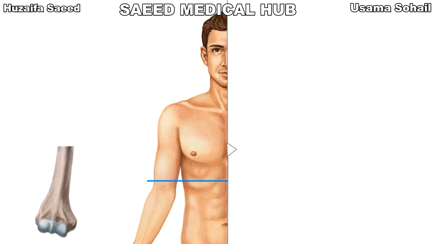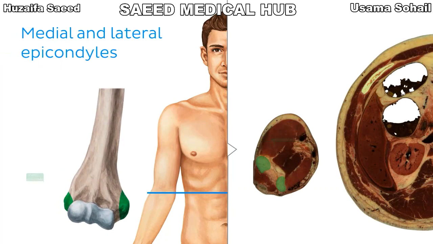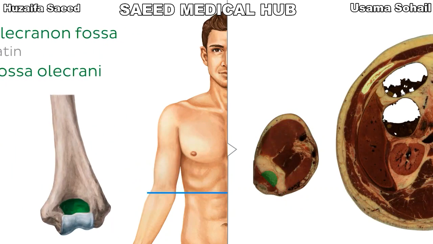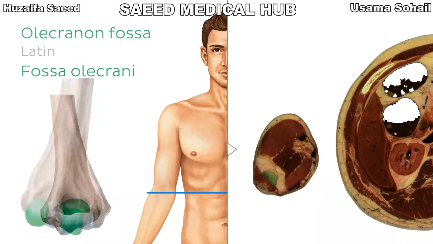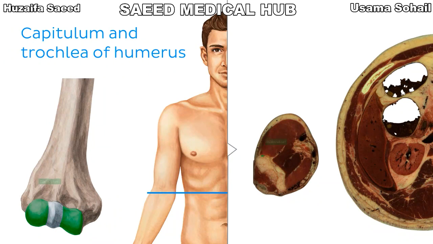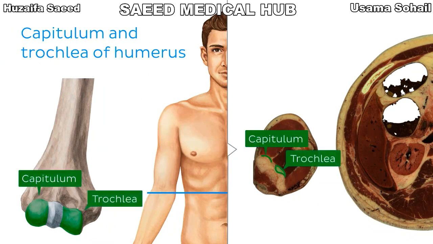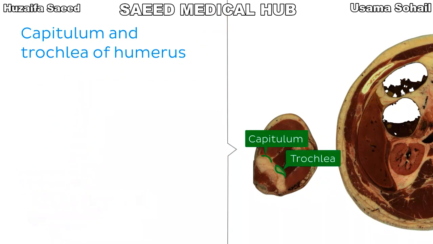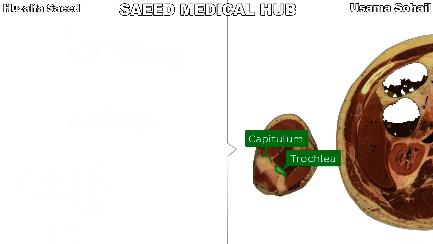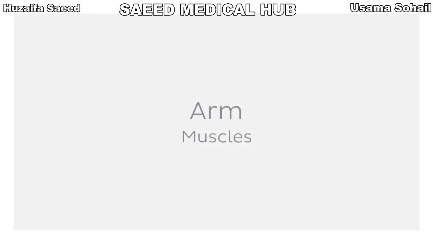At the distal end of the humerus, the bone expands into medial and lateral epicondyles, separated posteriorly by the olecranon fossa. And in this cross-section, we can also identify the articular surfaces of the capitulum and the trochlea. And these articulate with the radius and ulna, respectively, forming the humeroradial and humeroulnar joints, which of course together make up the elbow joint.